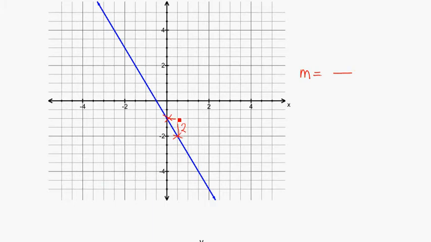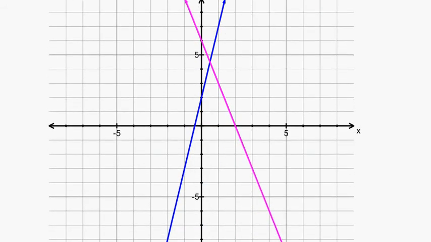The rise is 2, the run is 1, and so the gradient is negative 2 over 1, which is negative 2. Now it doesn't matter if you've chosen a different point. You could choose that point and this point. What will happen is you'll go 4 over 2, which is still negative 2. So the gradient is the same all the way along the line. So it doesn't matter which intersections you choose, but you just may have to simplify it.